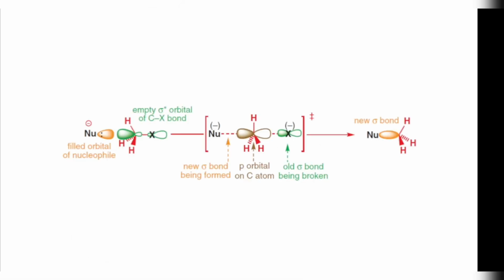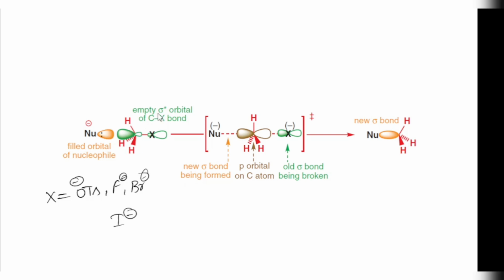Then we'll move on to the next thing. This is the mechanism with respect to orbital interaction. Here you can see a methyl halide, where X is a leaving group such as OTs minus, fluoride, bromide, or better, iodide.